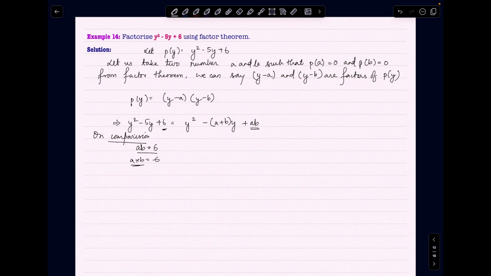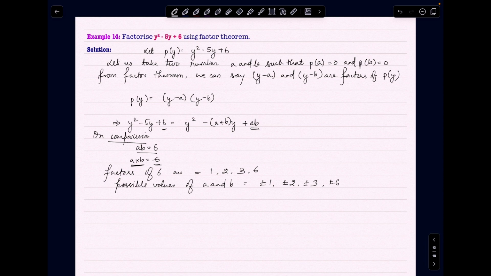Okay. From here I have to find the possible values of a and b. For finding the possible values of a and b, we are going to find the factors of 6. So what are the factors of 6? Factors of 6 are 1, 2 and 3. So the possible values of a and b are plus minus 1, plus minus 2 and plus minus 3. Okay, 1, 6 is there, that is also plus minus 6.